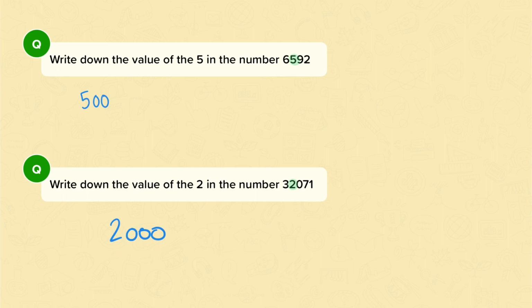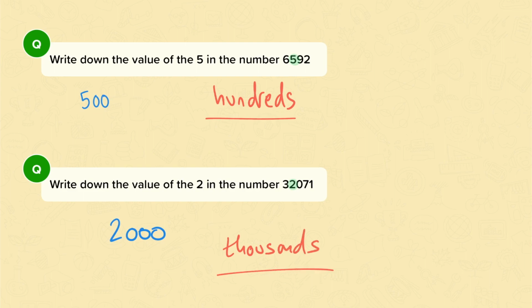Now, you're lucky, because in an exam, you can actually give slightly different answers and still get all of the marks. So in the first question, we wrote down 500. Now, you could write 500 in words, but you could also give the answer hundreds, because the 5 is in the hundreds column. And likewise, for the bottom question, you could write thousands, because the 2 is in the thousands column. I think it's much safer, though, to just write the actual number out.